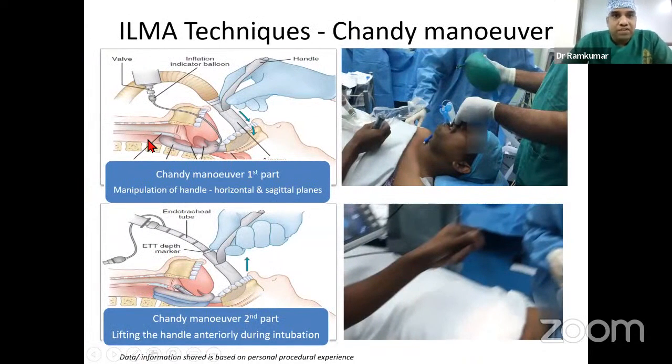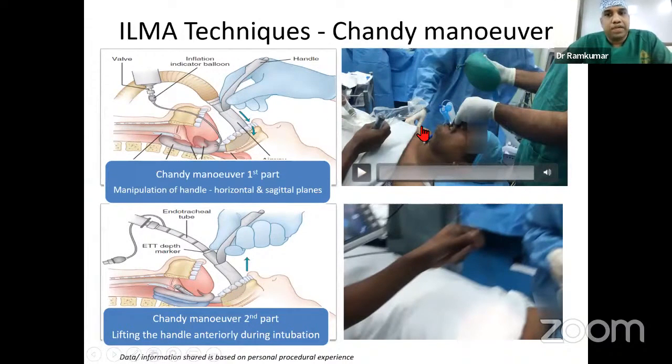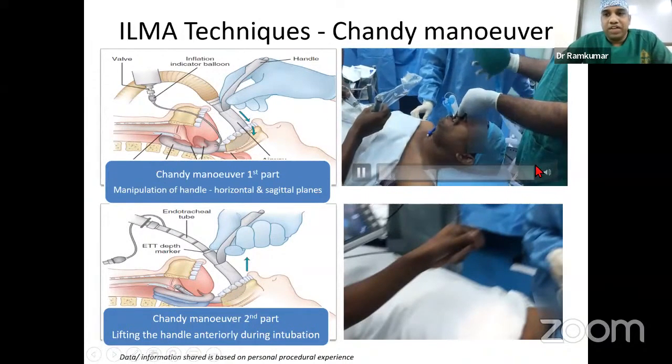When an ILMA is given as your exam question or in a viva, the next important question is what is the maneuver? What is the Chandy's maneuver? So Chandy's maneuver has got two parts, part 1 and part 2. Part 1 is to get an adequate seal and adequate ventilation.